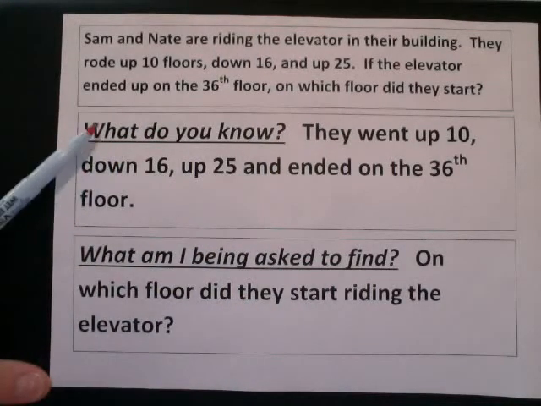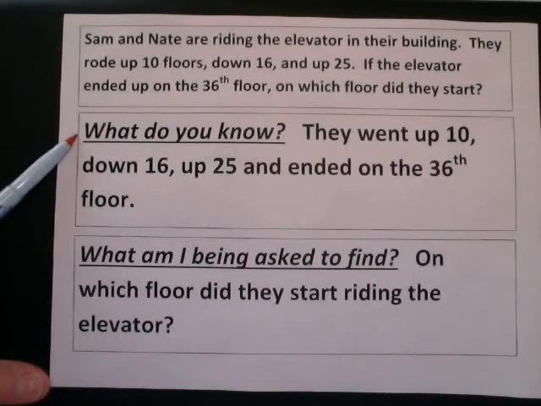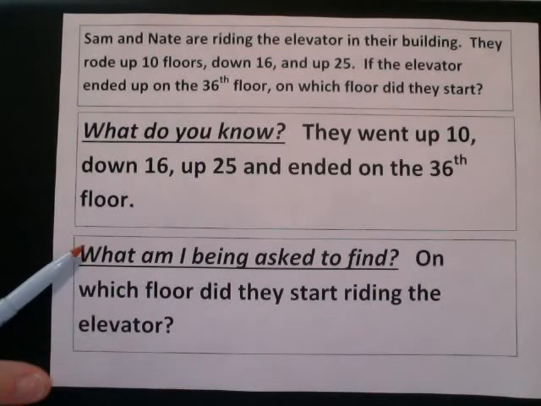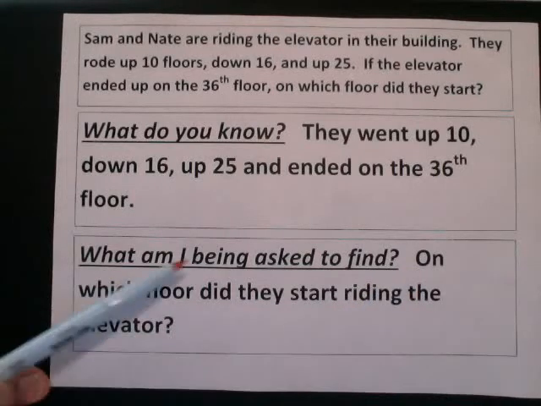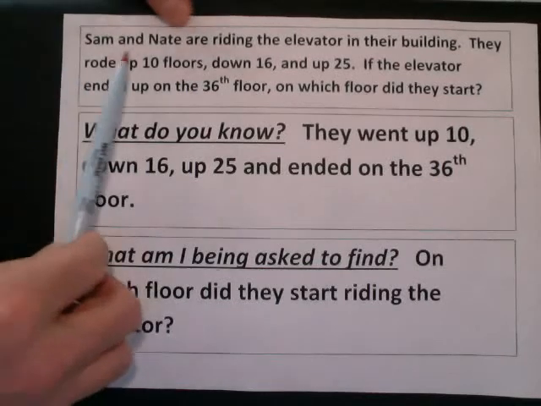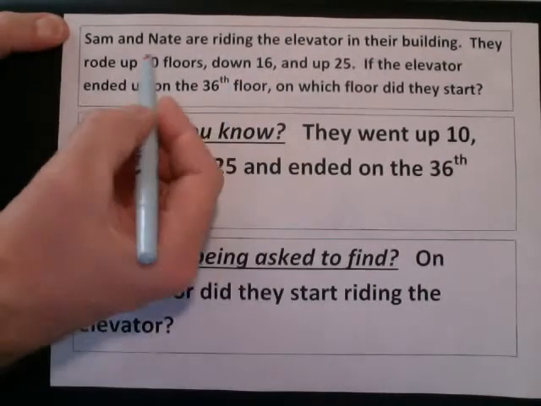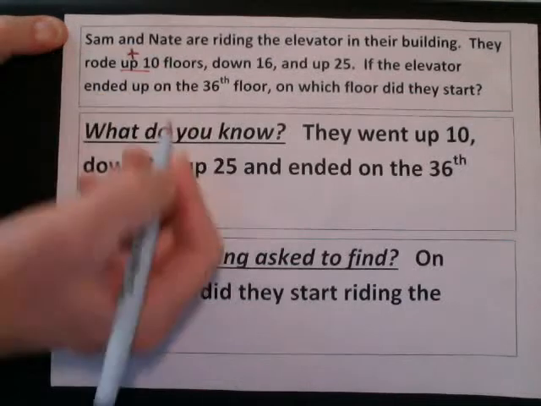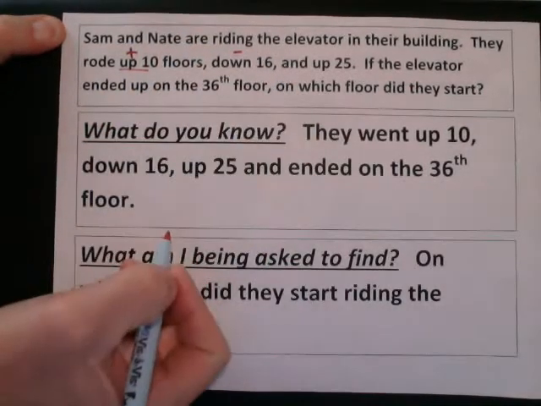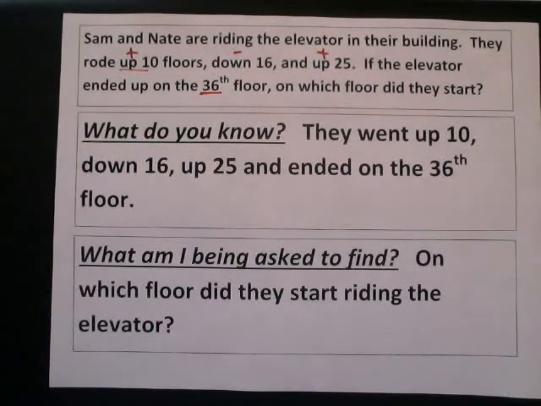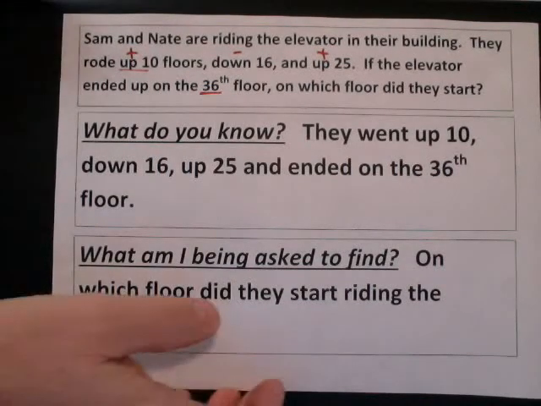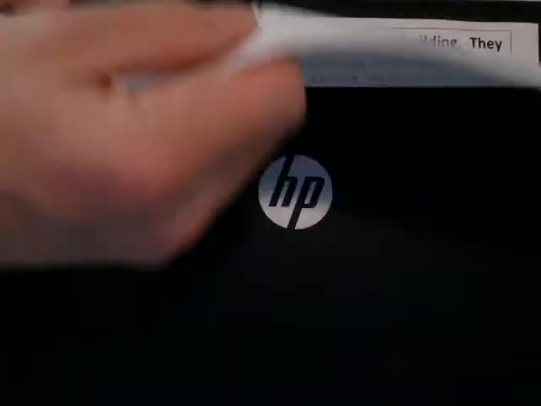Then, after you ask yourself what you do know, ask yourself, what are you being asked to find? Well, you're being asked to find on which floor did they start riding the elevator. Okay, so this is all information that we do know. We do know they went up, which is positive. We do know they went down, which is negative. We do know they went up, and we do know they ended on that floor right there. So one of the things that's nice to do is to make a diagram of this.